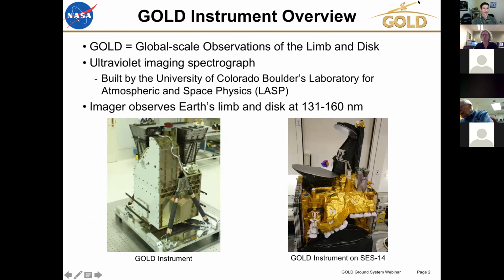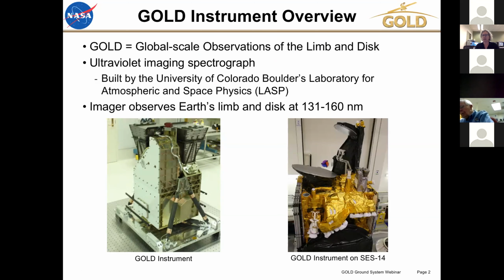Okay, so GOLD stands for Global Scale Observations of the Limb and Disk, and as the name implies, the instrument is looking at the Earth's limb and disk. The instrument is an ultraviolet imaging spectrograph, and the ultraviolet portion means that we're looking at the ultraviolet wavelengths from 131 to 160 nanometers.